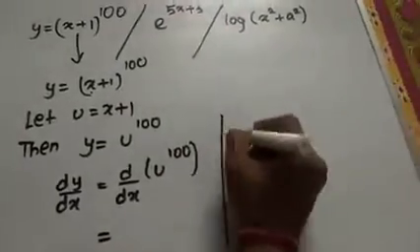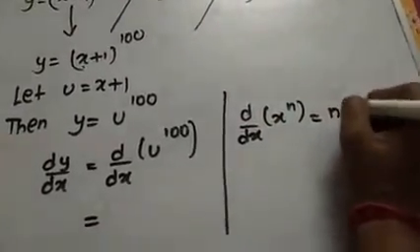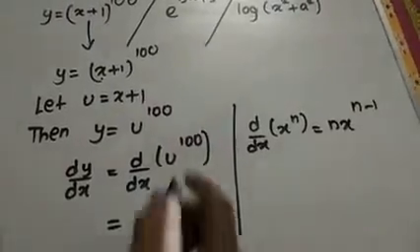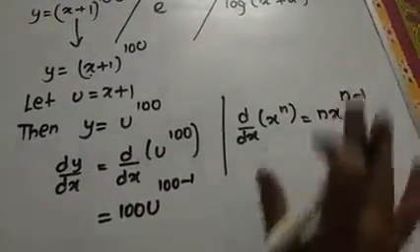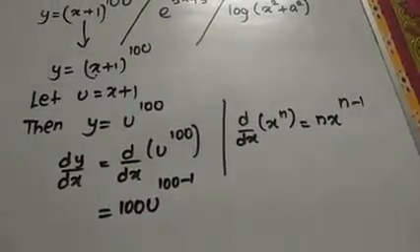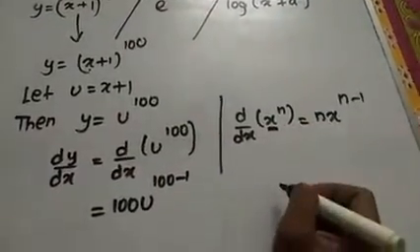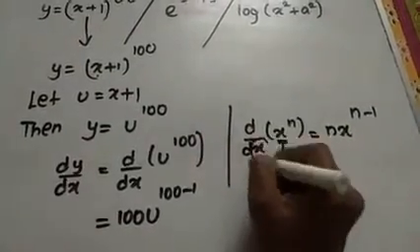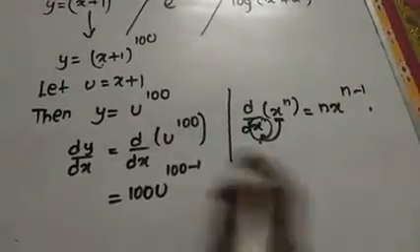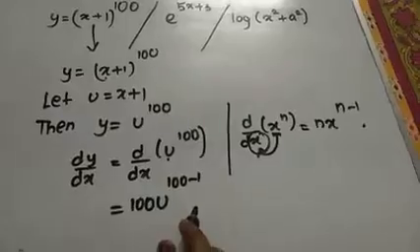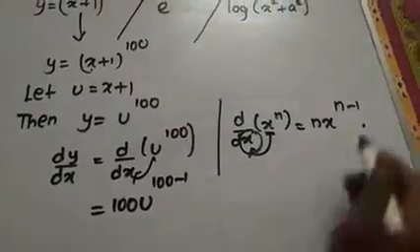What is the formula for the power? We know that d by dx of x to the power n is n x to the power n minus 1. We'll use this, that is 100 u to the power 100 minus 1. See, we have used the same formula for the power. But one thing we have noticed here: we are differentiating x with respect to x, that's why we stopped at this step. But here we are differentiating u with respect to x. Here those two x are the same, that's why we stopped there.